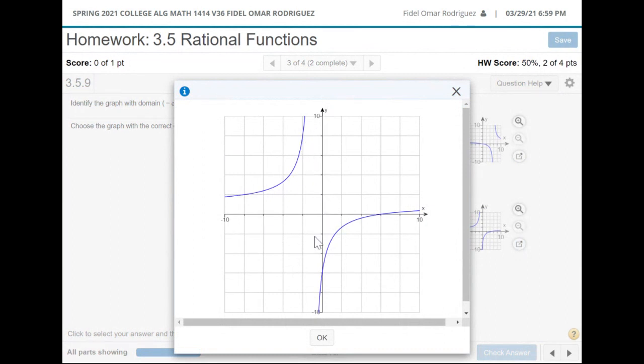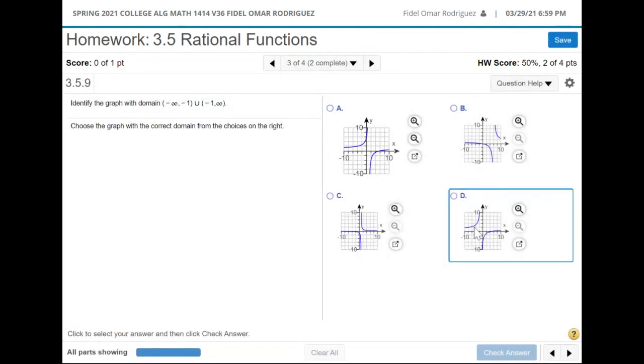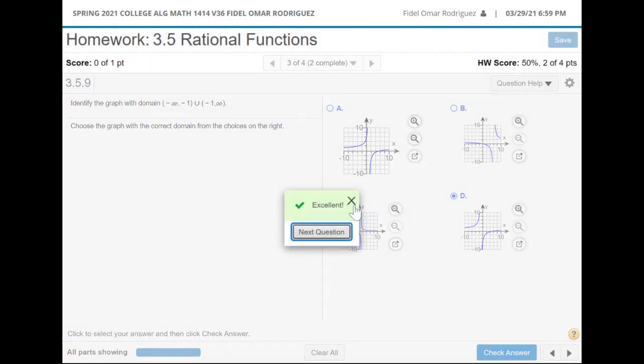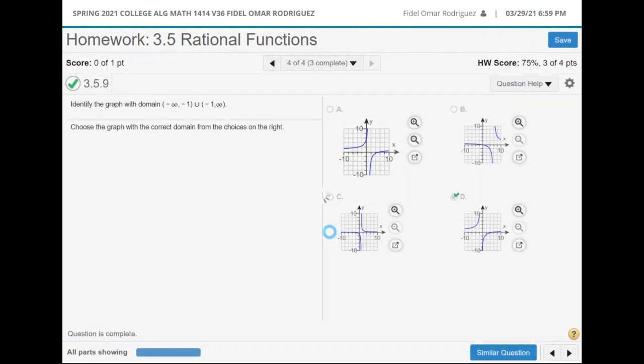It's probably going to be choice D because -1 would be somewhere right about, I don't know if y'all can see it or not, but -1 would be somewhere right over here, more to the left. So I'm going to select D. I'm going to check my answer. And let's see. There we go. Right. Next question.